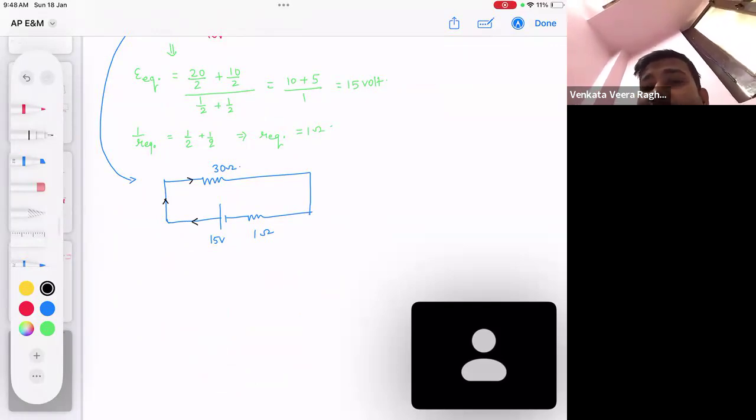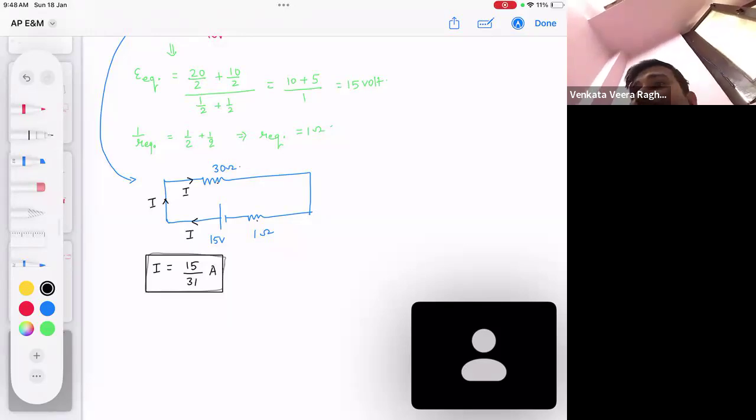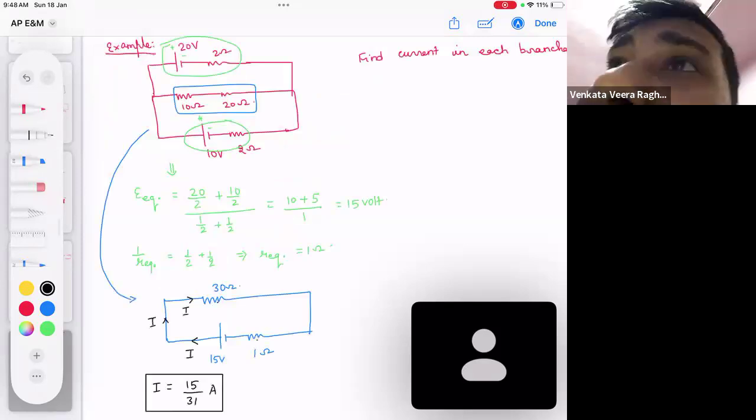Connected in series. So what will the I be? This is the I we have. So the I will be 15 divided by 30 ohm and 1 ohm connected in series, 15 by 31 ampere. This is the current we have. But here we are calculating the current. Just give me one moment. Okay.